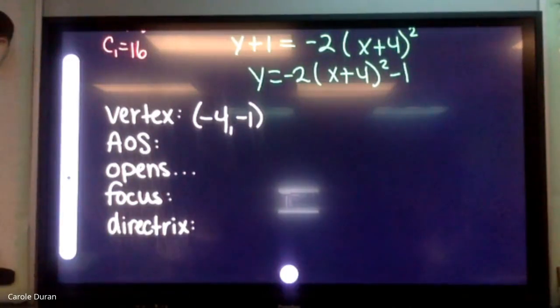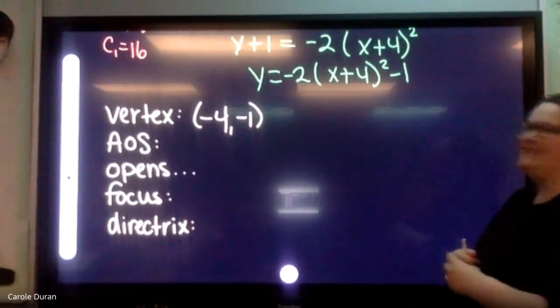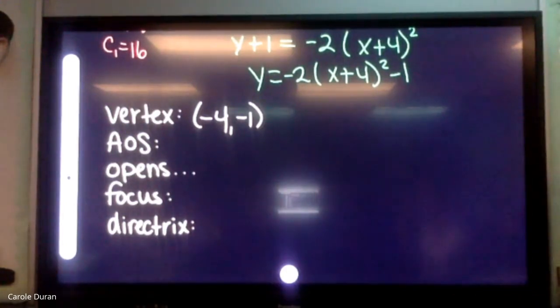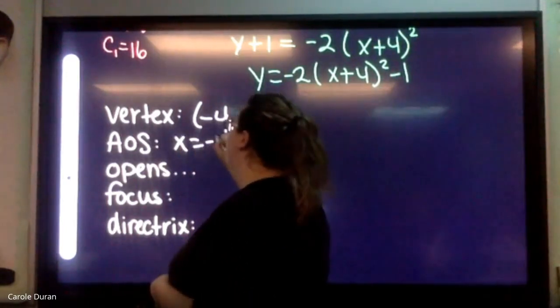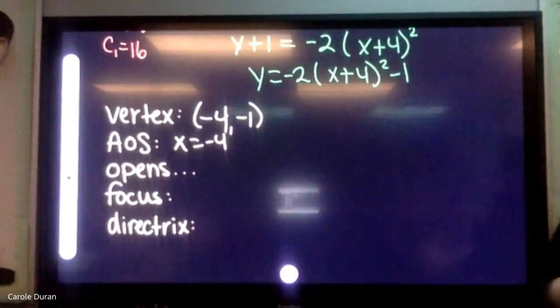How about my axis of symmetry, Keaton? It's going to be positive x equals 2. Is it positive 4 or negative 4? Negative 4. It should always be whatever the x coordinate is in your center. And it is x equals because it is a vertical parabola. So my axis of symmetry is a vertical line. Yeah, they are easy, right? That's why we do them first.